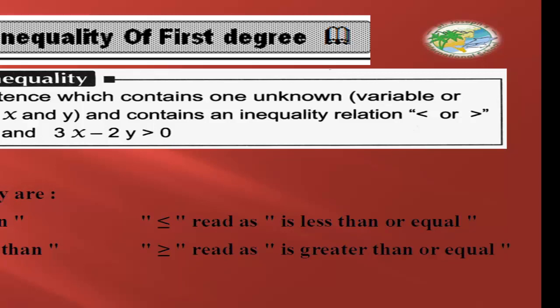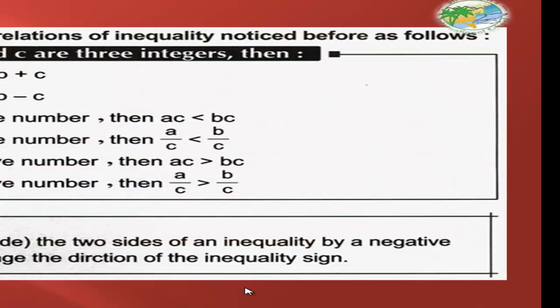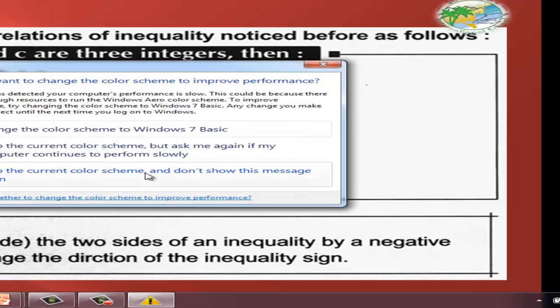Remember, the signs of the inequality are these: read as less than, read as greater than. This is read as less than or equal, and this sign is read as greater than or equal. Okay. We can summarize the relations of inequality as follows.